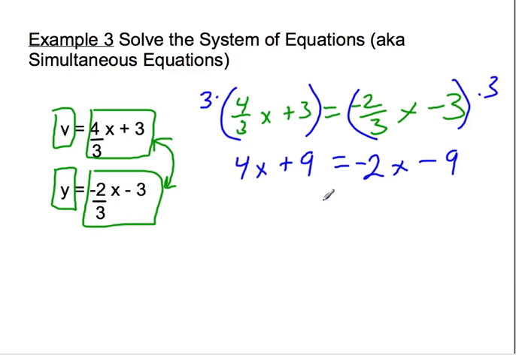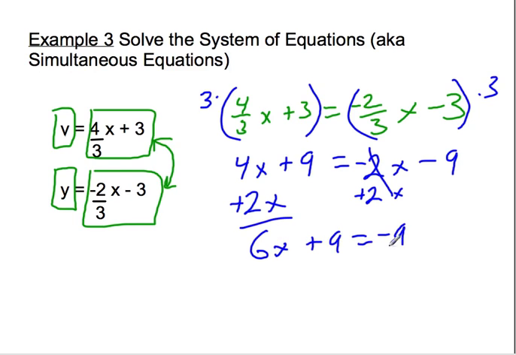We've got variables on both sides, so we're going to have to add 2x to both sides to get the variables on one side. We've got 6x plus 9 equals negative 9. And then just solve this simple two-step equation.